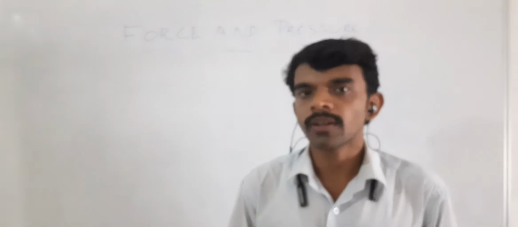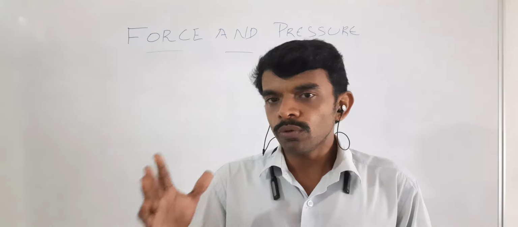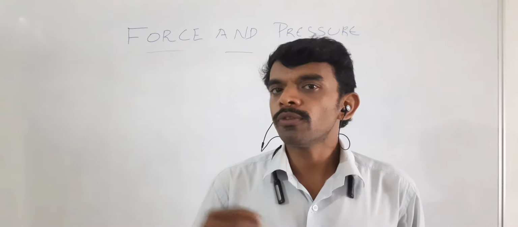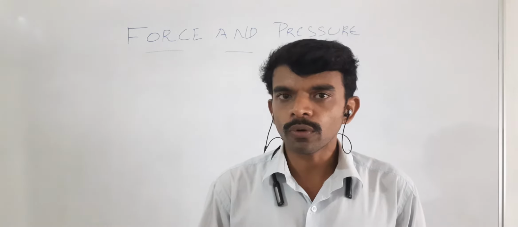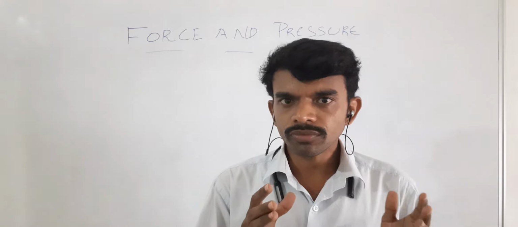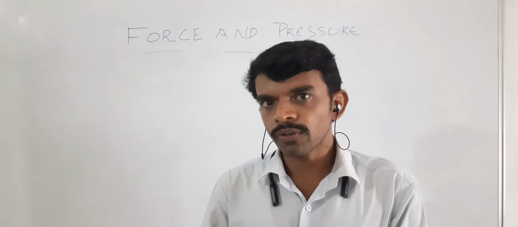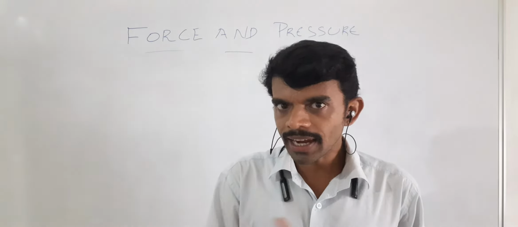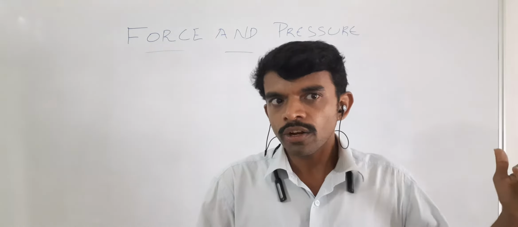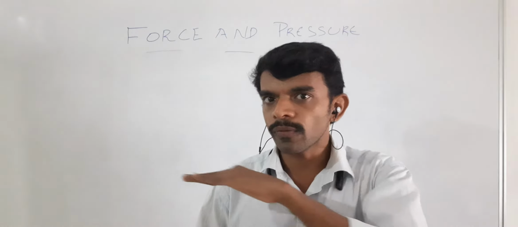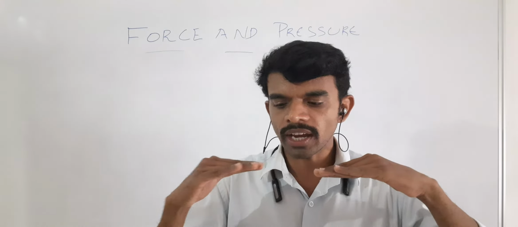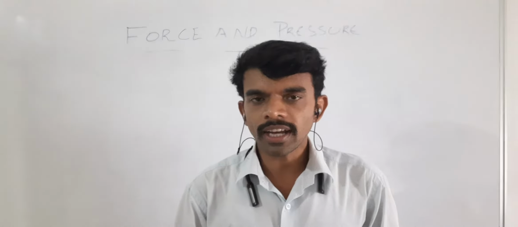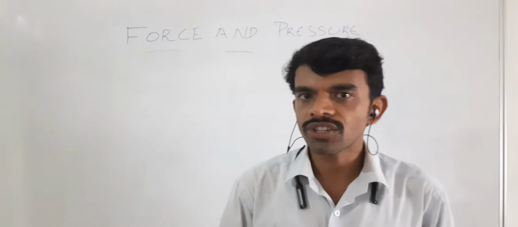So if 2 Newton force and 3 Newton force are acted in the same direction, the net force is 5 Newton. And if 3 Newton and 2 Newton forces are acted in the opposite direction, for example 3 Newton is acted in the east direction and 2 Newton is acted in the west direction, one is acting east, another is acting west.